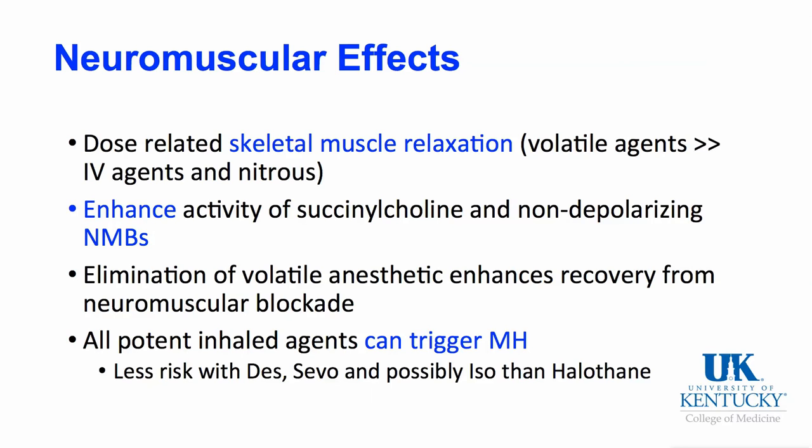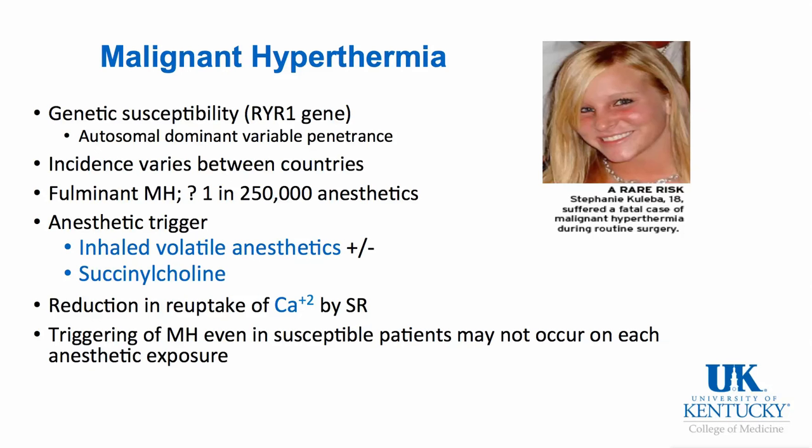All of our potent inhaled agents can do some bad things in the muscle, and that is trigger malignant hyperthermia. So let's talk briefly about malignant hyperthermia. In patients that are genetically susceptible, the ryanodine gene seems to be important here. There's autosomal dominant variable penetrance genetic susceptibility. The incidence varies between countries, but fulminant MH occurs in about 1 in 250,000 anesthetics, which means most anesthesiologists are not going to see malignant hyperthermia in their lifetime.